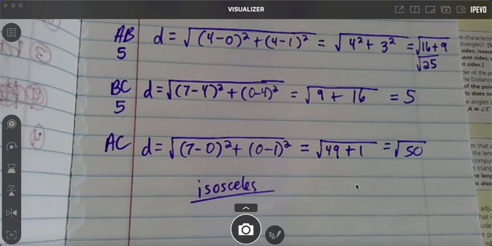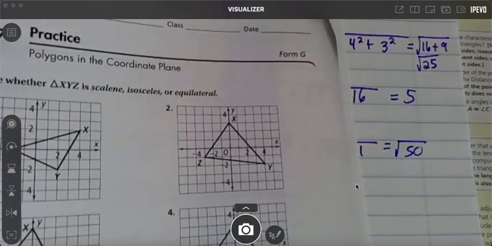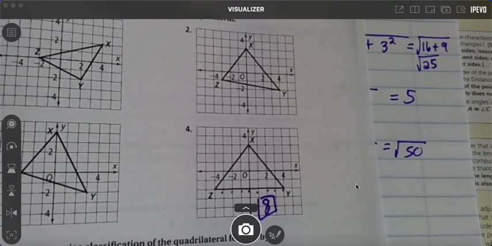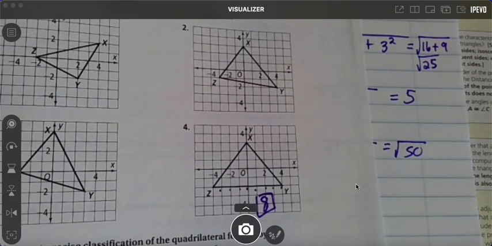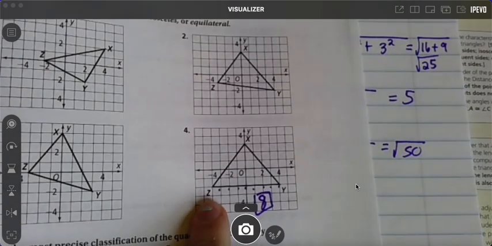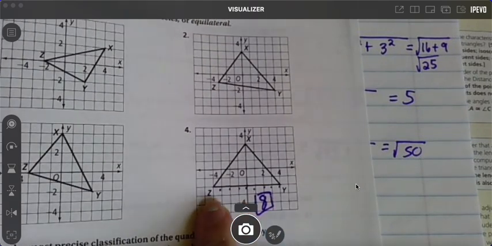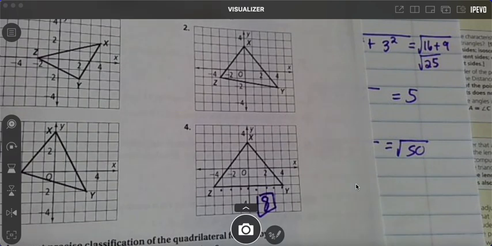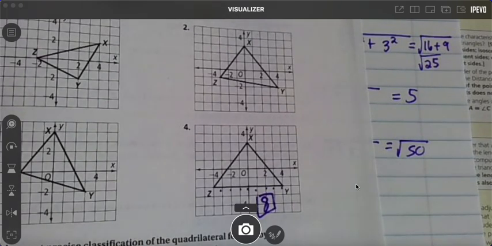Y'all get that already? If there's a really hard one, I'm going to give y'all, I'll pass these out in a second. You're going to do 2 and 4. And look, I already found one of the sides for you on number 4. It's very convenient. You don't have to find the distance because it goes straight across like that, so you can count how many squares it is. That's always nice when that happens.